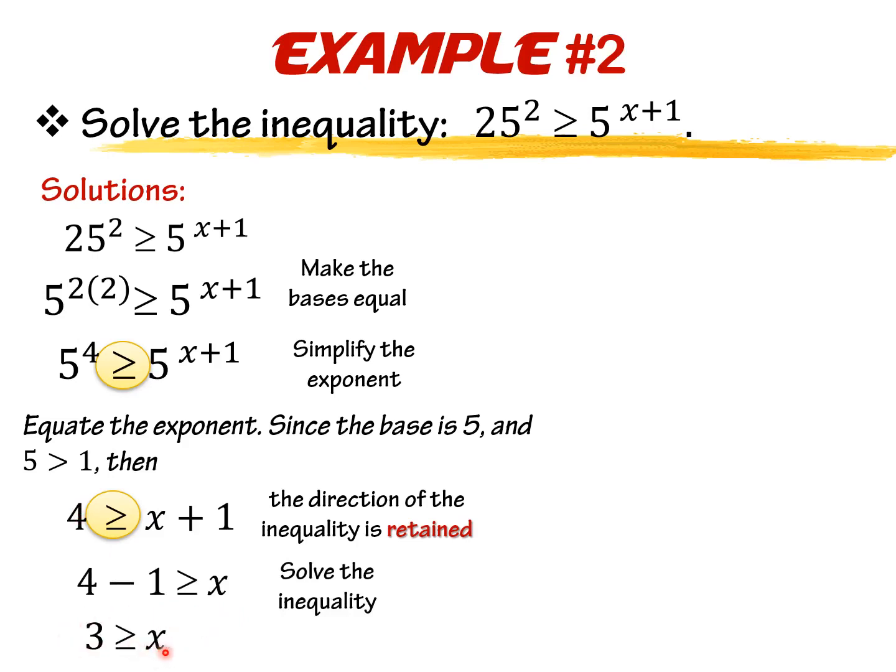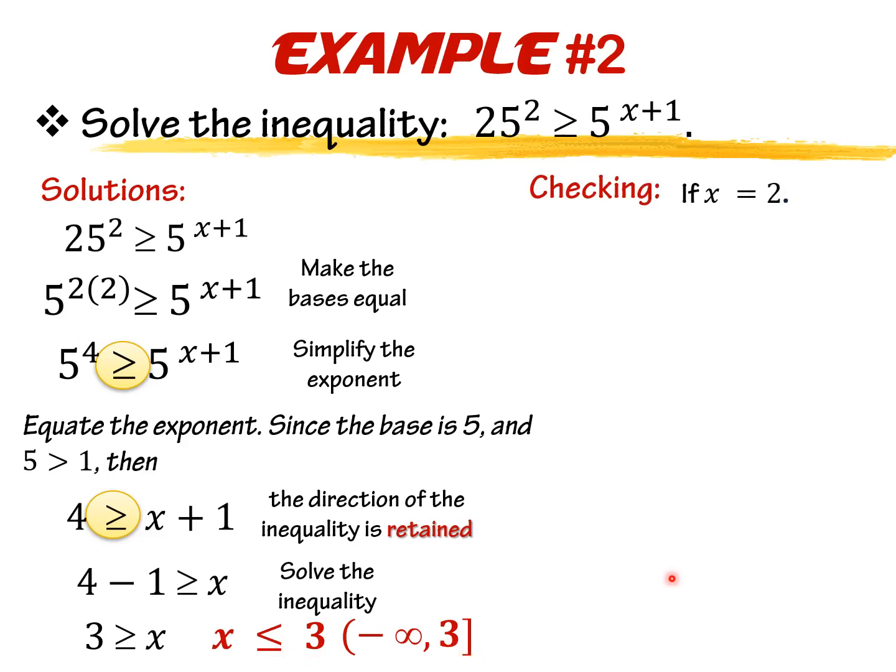But this can also be expressed, we put x first, so you will have x less than or equal to 3. So here it was facing 3. When we flip it, it reverses, but it should still be facing 3, opening toward 3. And this can be expressed in interval notation as open parenthesis negative infinity up to 3 close bracket.